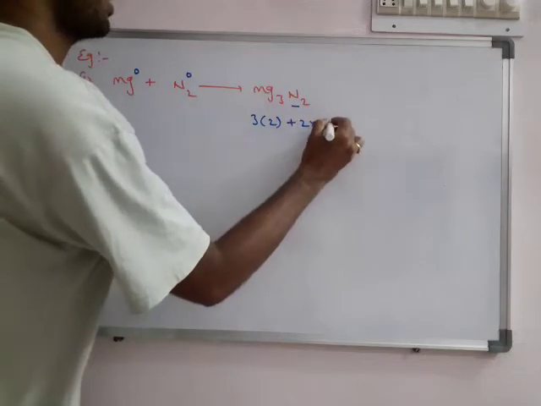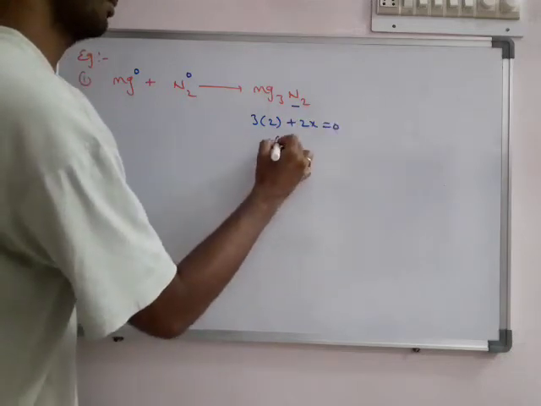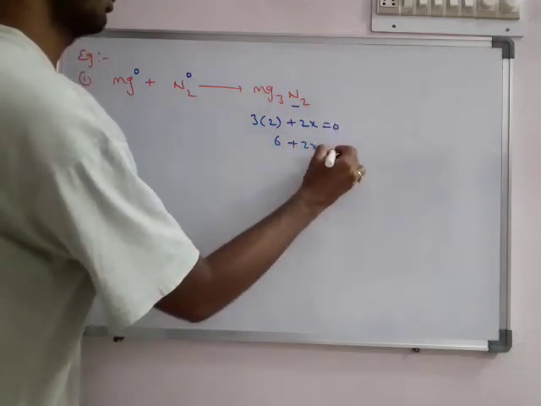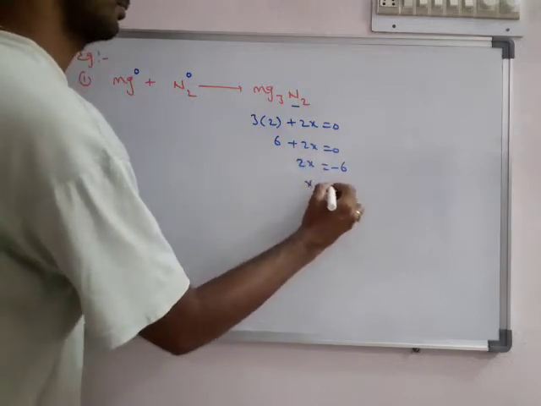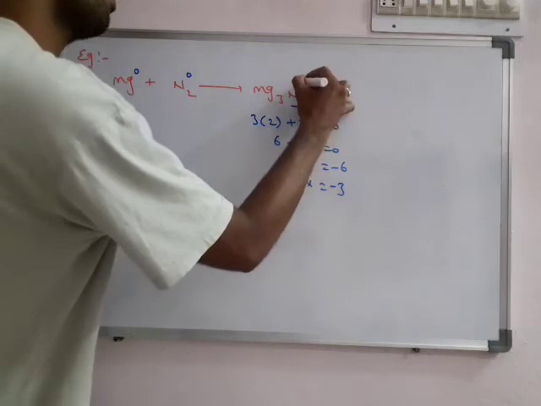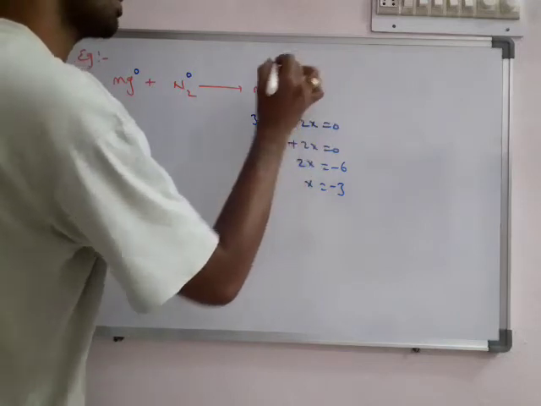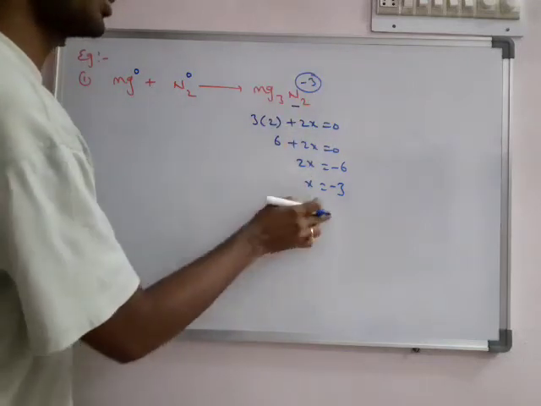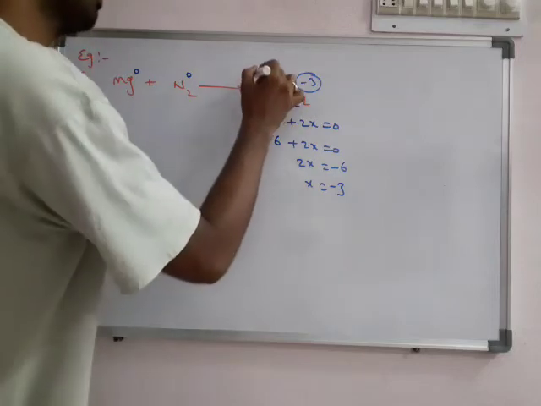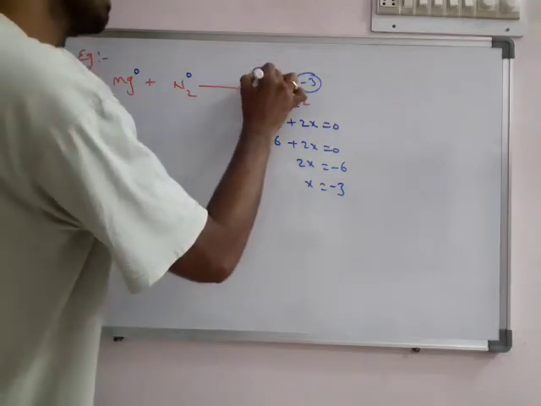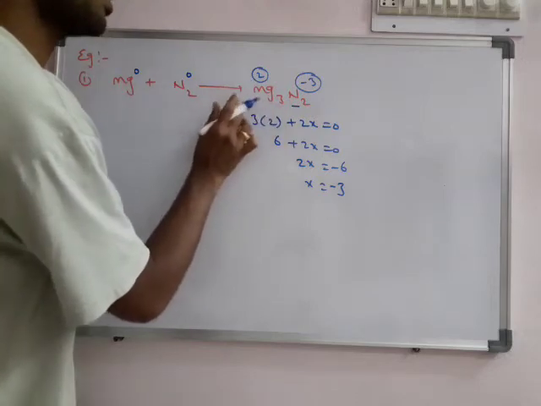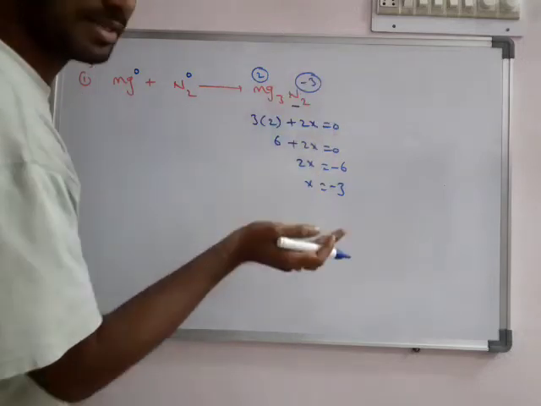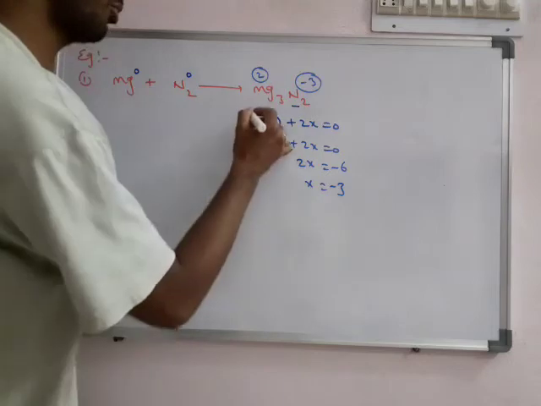So 2x, overall 0. Nitrogen oxidation state for single nitrogen is -3. For magnesium it is +2. 3 into +2 becomes +6. 2 into -3 becomes -6, when it's a neutral compound.